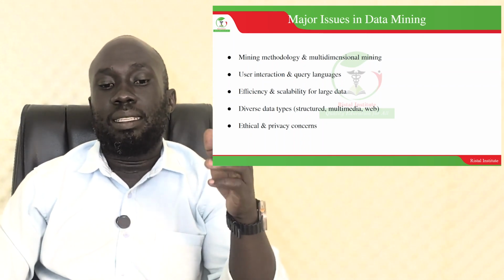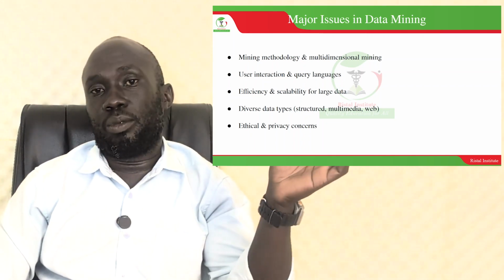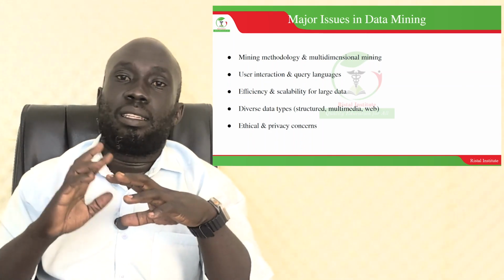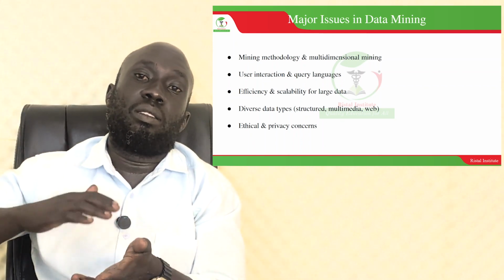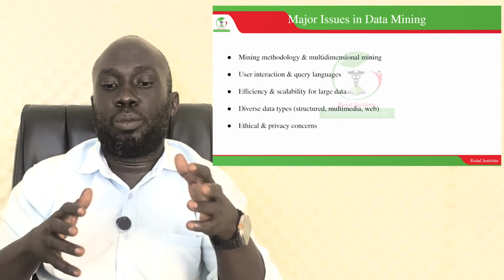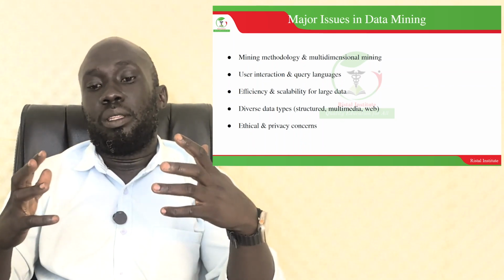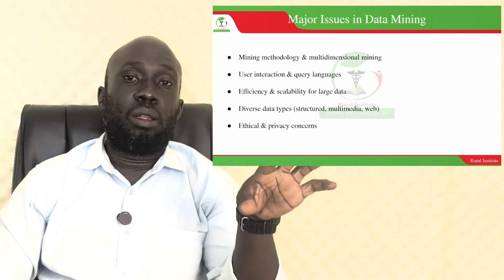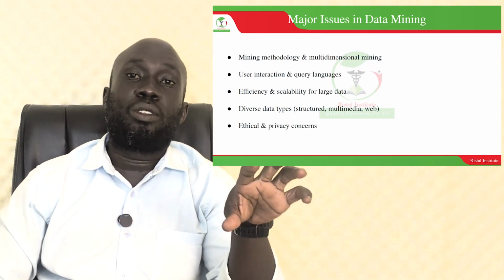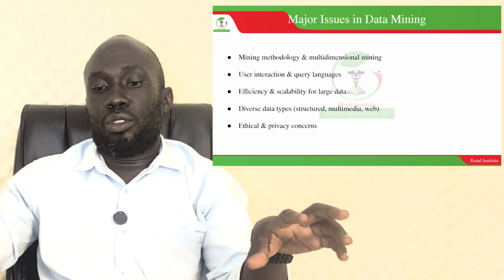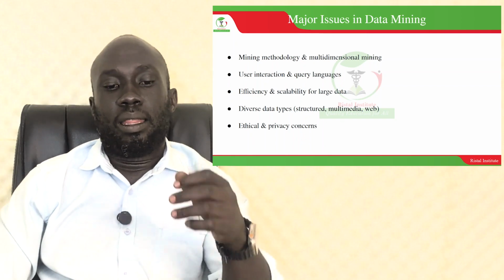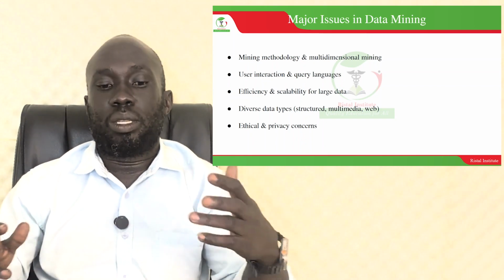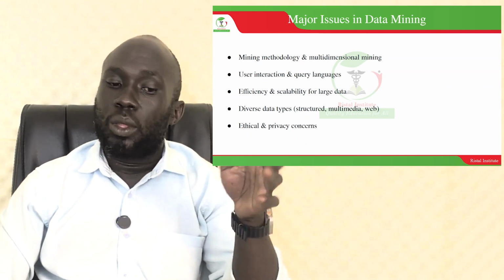And then diverse data types. Yes, we know there are different types of data. We have structured data. This is data that is already organized. Then unstructured data is data that is not organized, which we need to organize in a certain way first before processing. And then there is multimedia, which is still images, motion pictures, videos, and audios. These are all multimedia. And then there is web, and web is basically a mix of everything together. All these types of data are found on the web altogether.